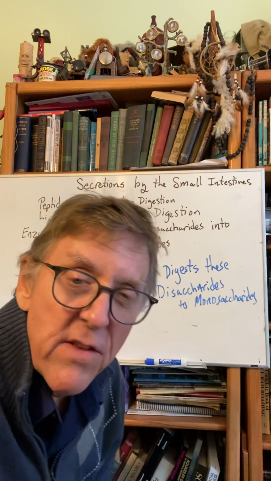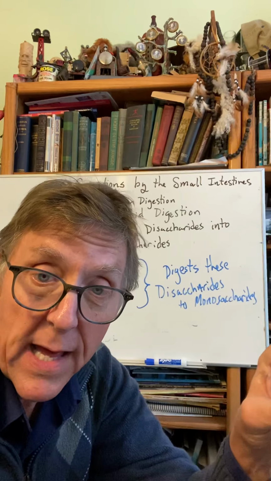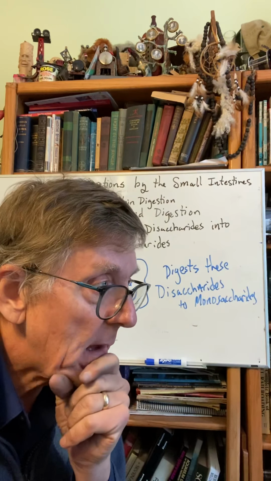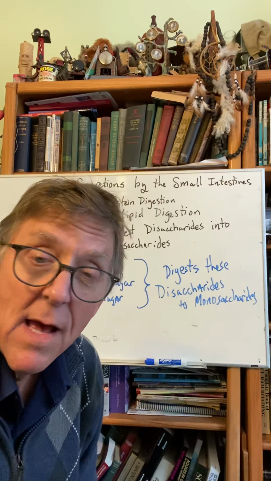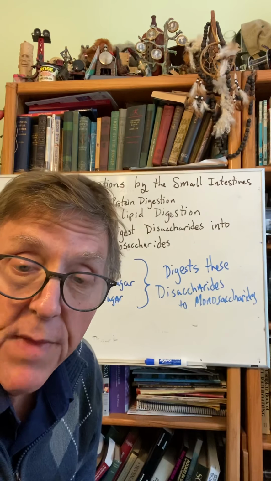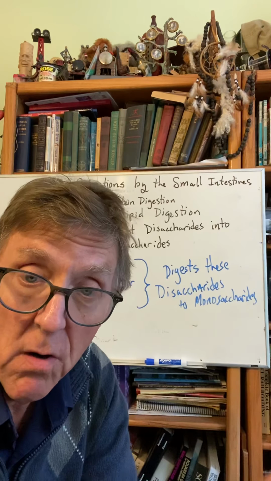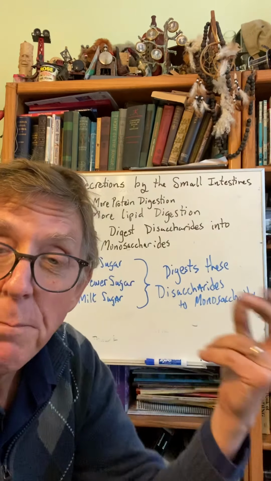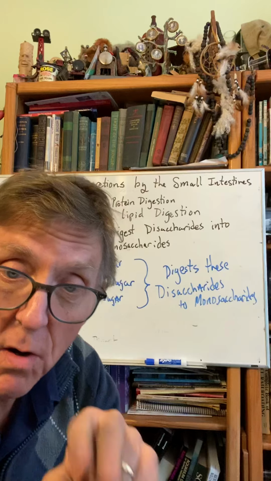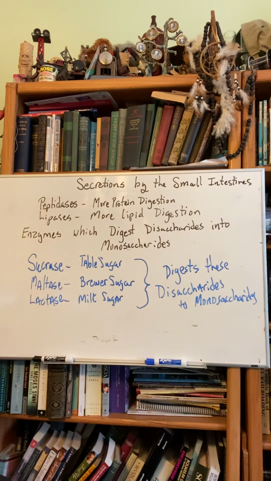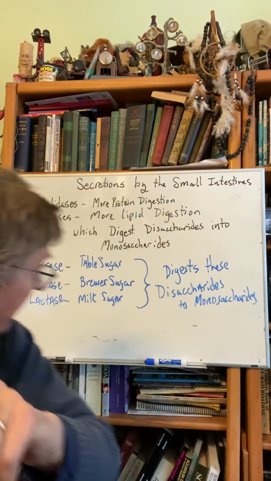But this is where we finished the job with the carbohydrates. So the carbohydrates, we had talked about salivary amylase and intestinal amylase. And we had said, what does this do? This converts polysaccharides into disaccharides. But disaccharides cannot be absorbed. So what are some common disaccharides? Table sugar, sucrose, brewer's sugar, which is maltose, lactose, milk sugar. These are all disaccharides.